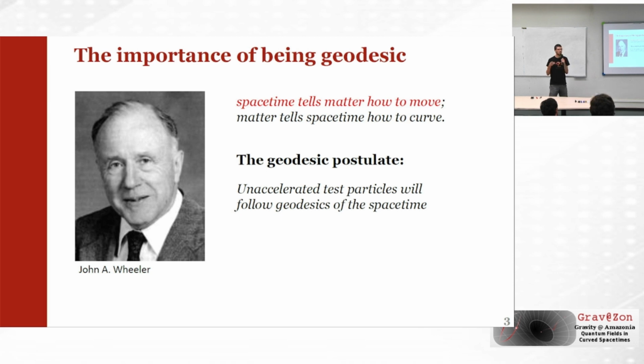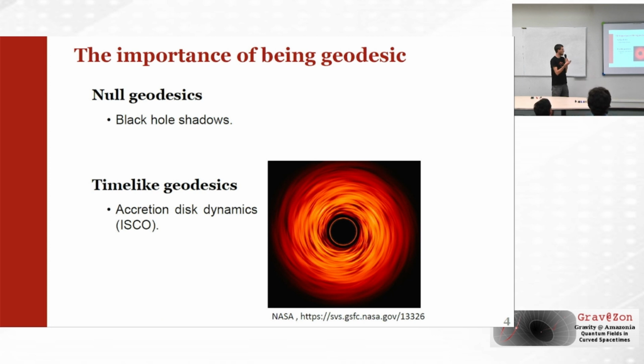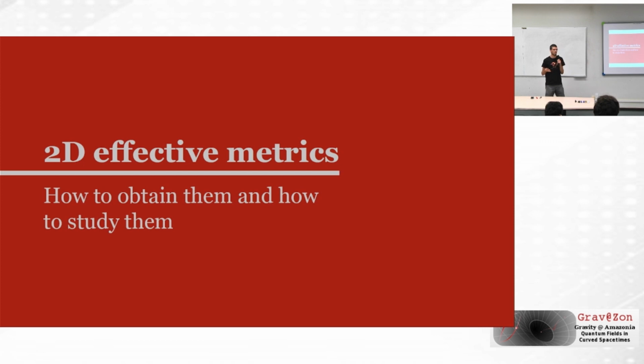In particular, there are two important classes of geodesics. The null geodesics, when we are considering the circular or spherical ones, describe the shadow of black holes, which can then be constrained by observations like the Event Horizon Telescope. And when we are considering time-like geodesics, of particular importance are the ISCOs, which determine the accretion disk dynamics around black hole spacetimes. So, having defined why geodesics matter, we can start to construct the effective 2D metrics, which we will use later on.